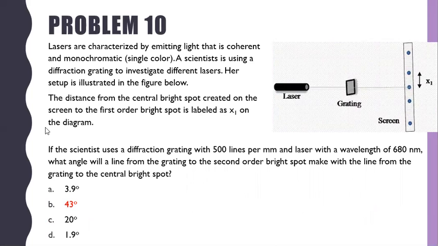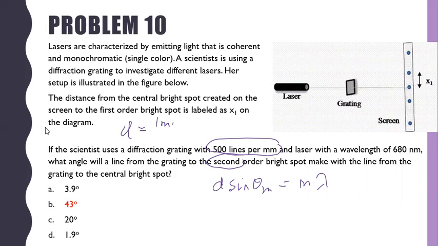Now we're going to calculate something. On the equation sheet, it gives me an equation that says d sine theta m is equal to m times lambda. Well, it says here that we're doing the second order. That means m is equal to 2. But it also says that we have 500 lines per millimeter. This means d is equal to 1 millimeter divided by 500.